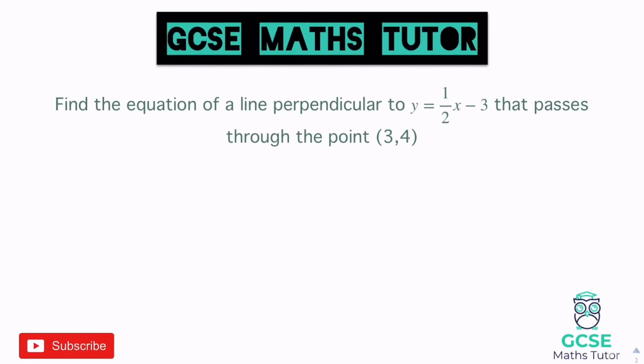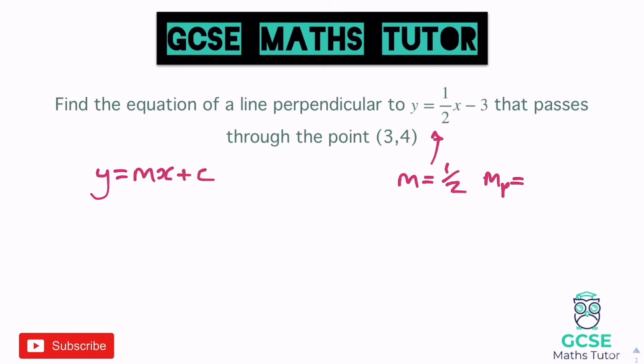Okay, so it says find the equation of a line perpendicular to y equals 1/2x minus 3 that passes through the point 3, 4. Now first things first, I'm going to write down what the gradient is up here. So the gradient equals 1/2. There we go. And I need to find a perpendicular line to this that passes through a particular point. Now straight away, I can write down my y equals mx+c, but I need to work out what my gradient actually is. Now if it's a perpendicular line, I need to find the perpendicular gradient of 1/2. So first thing I'm going to do is I'm going to write that down.